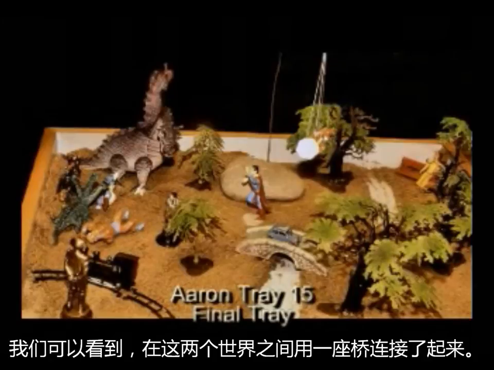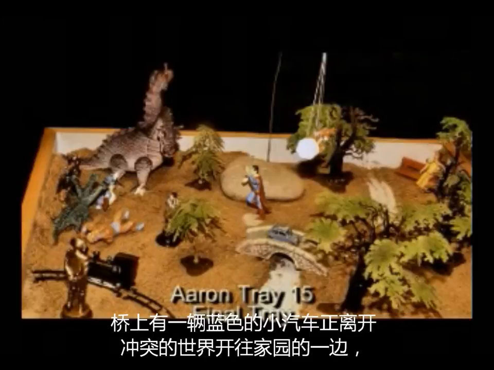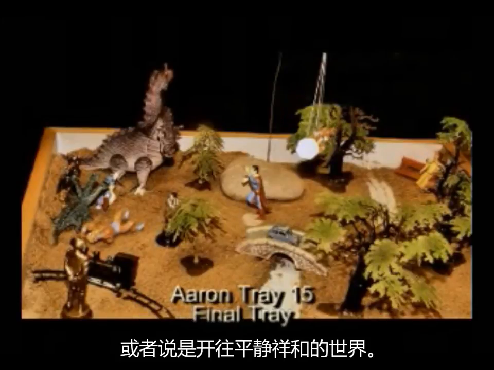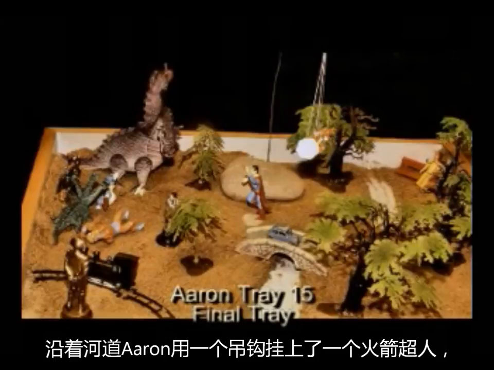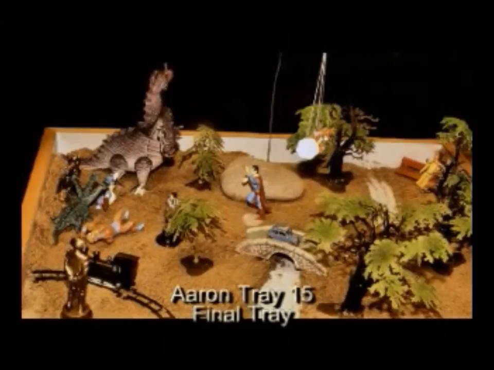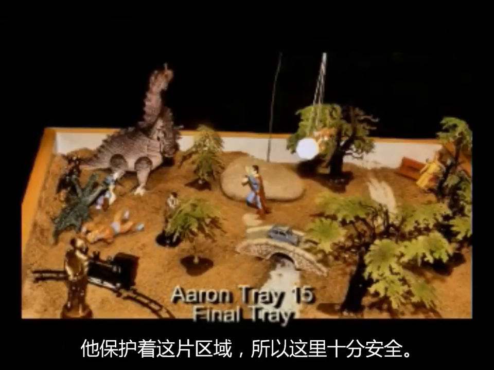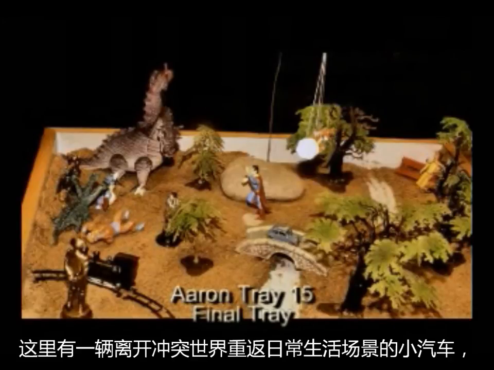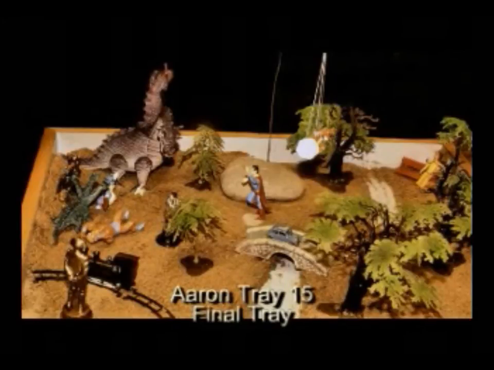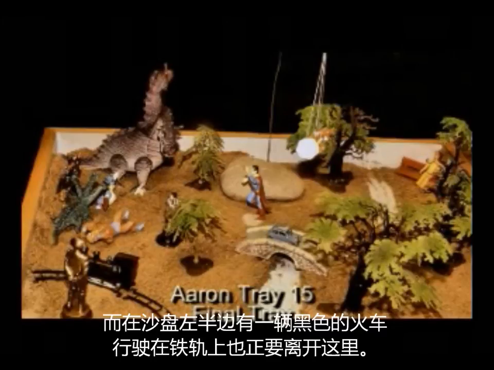You notice that both halves of the world are connected with a bridge, and that a little blue car leaves the side of the conflict towards the home side, or the peaceful world side. Along the river, hanging over the tray on a hook, Aaron constructed a way to hang the Rocket Man figure who patrols the river, so this is a very safe place. We have the car leaving the side of the conflict, returning to the normal world, and on the left side we have a dark train leaving or exiting the scene as well.